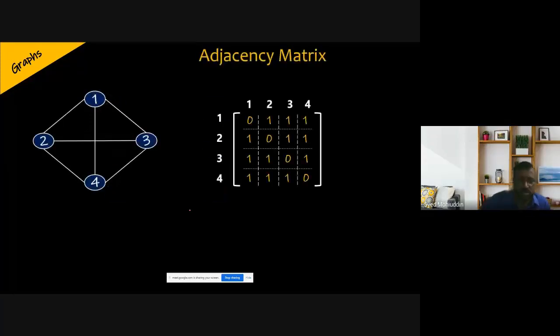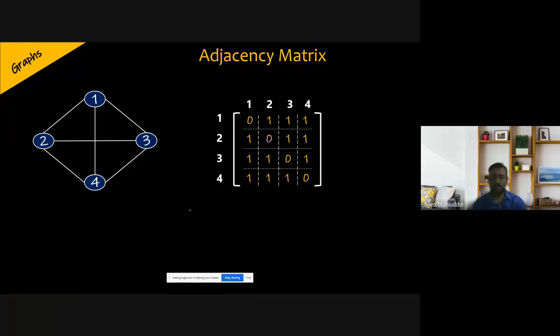Now here, let us look at the topic of how to represent graphs. There are several ways of representing graphs. Actually, there are four different ways of representing graphs. But in this course, we concentrate on two ways. One is the adjacency matrix, and the other one is the adjacency list.